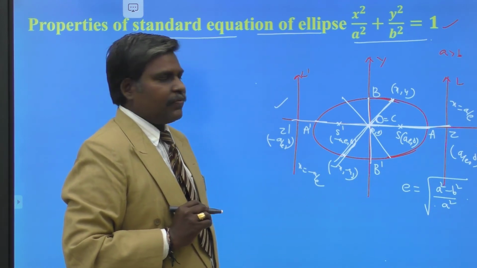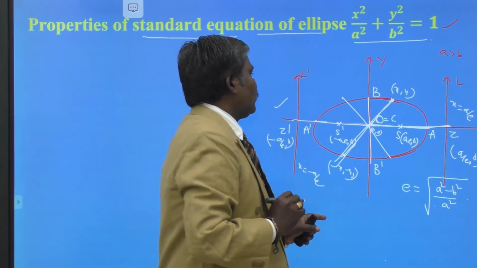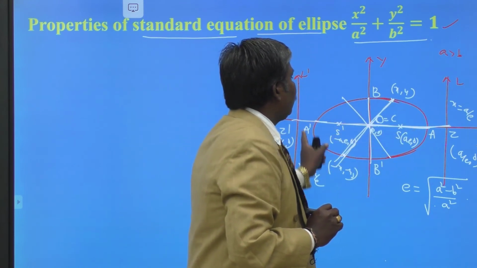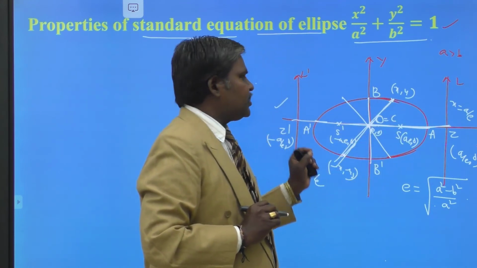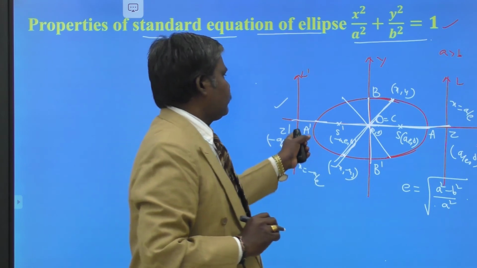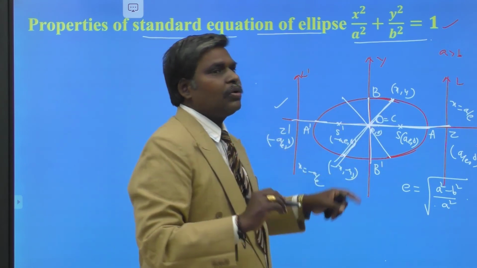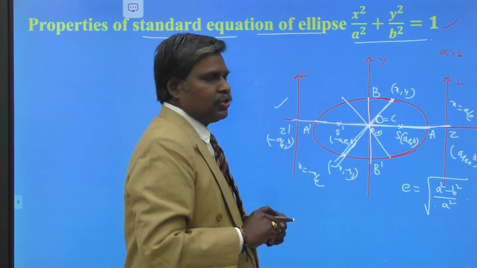E is equal to root of a square minus b square by a square. Now let us see the boundary of the ellipse. Is it a closed curve or an open curve? By writing itself, it is a closed curve. How can you say theoretically it is a closed curve?